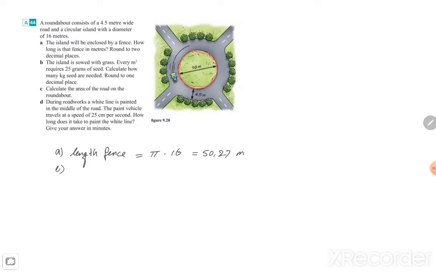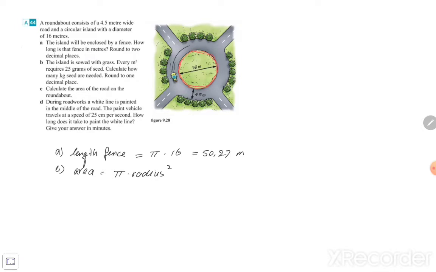Let's look at exercise B. The island is sowed with grass. Every square meter requires 25 grams of seed. Calculate how many kilograms of seed are needed and round to 2 decimal places. To calculate the area of a circle, we need to do pi times the radius to the second power.